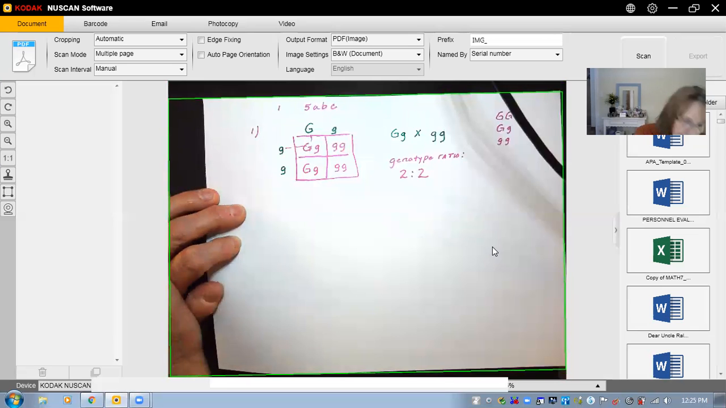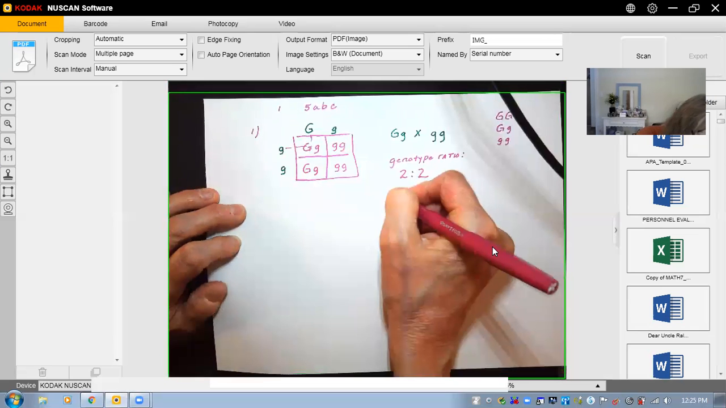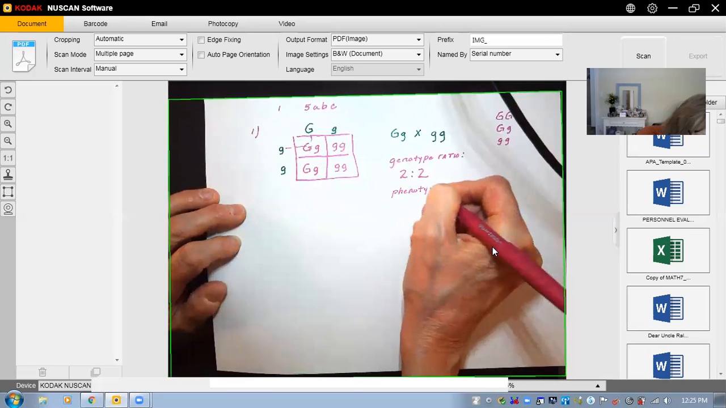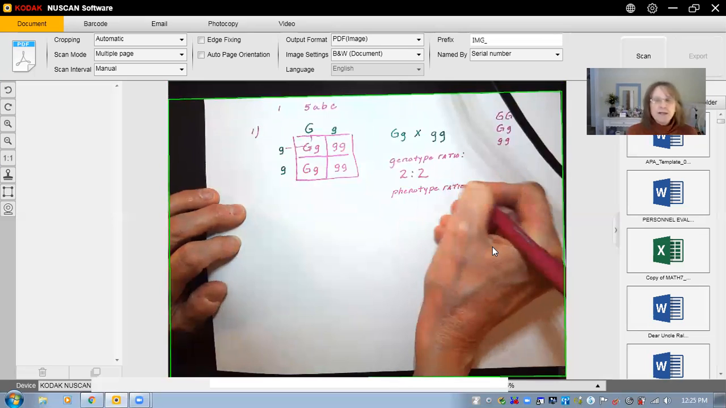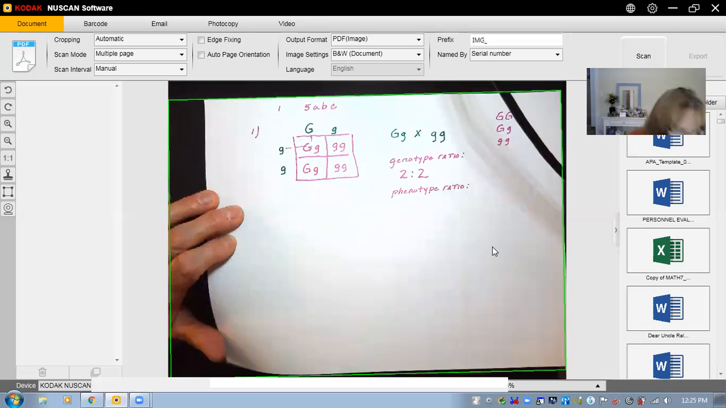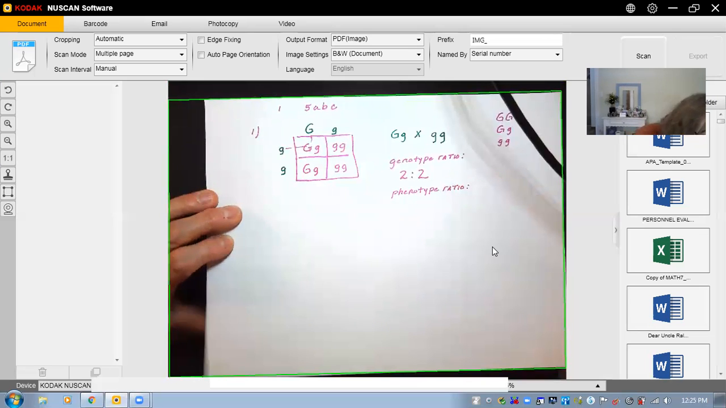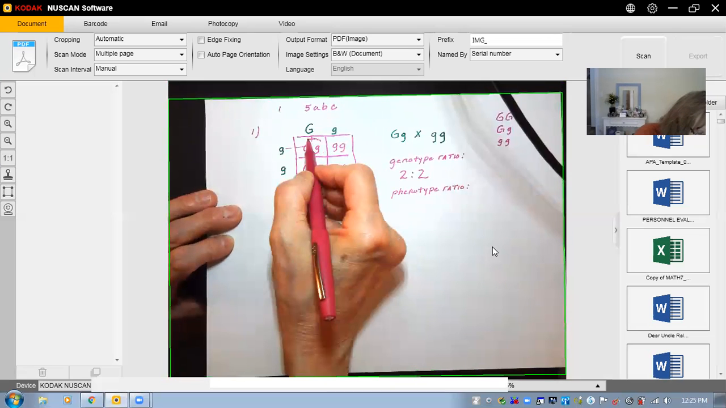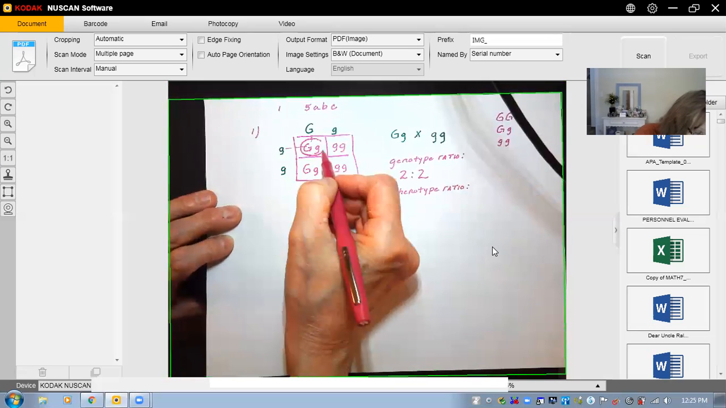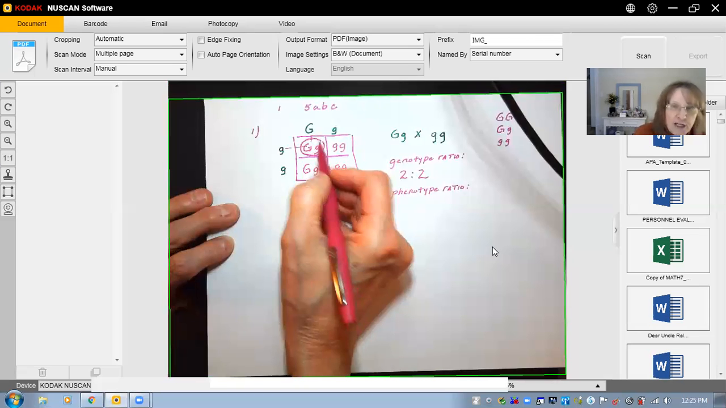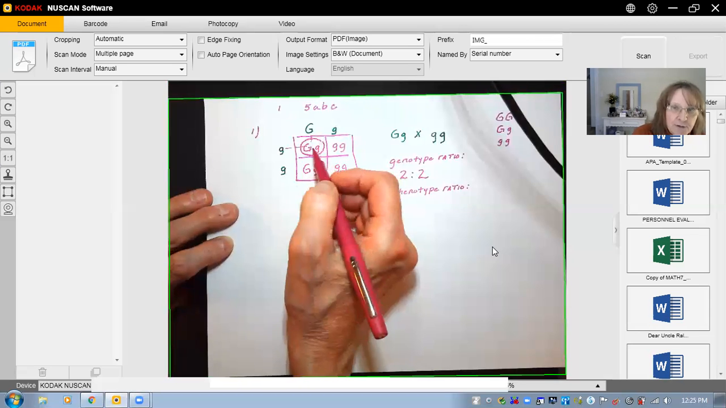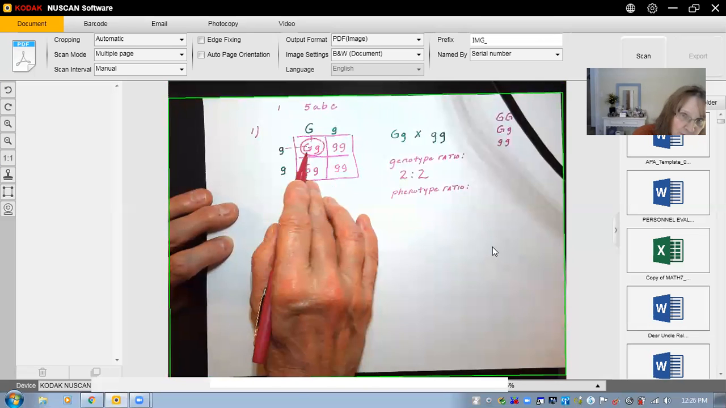Now, if you talk about the phenotype ratio, it has to do with the phenotype. And the phenotype is what it looks like to your eye. If I look at it, like say I take this baby right here, I can see that the genotype is capital G, lowercase g. But what color is that baby plant if I look at it? Is it green or is it yellow? Well, because it has at least one dominant allele here for the green color, that baby would look green to my eye.